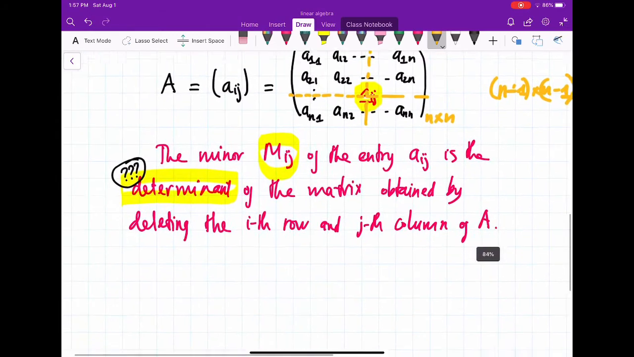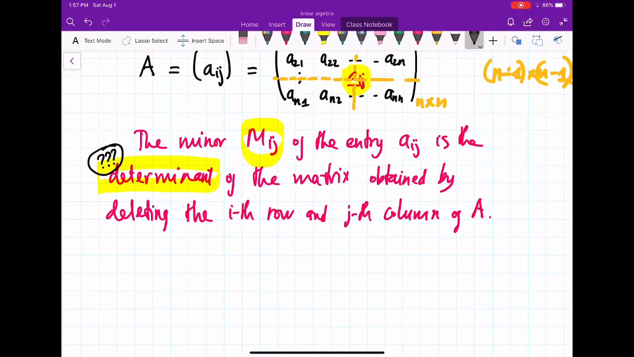And if you have a minor Mij, you may define the cofactor Cij of that entry. So you have Cij, the cofactor of aij. What is it?